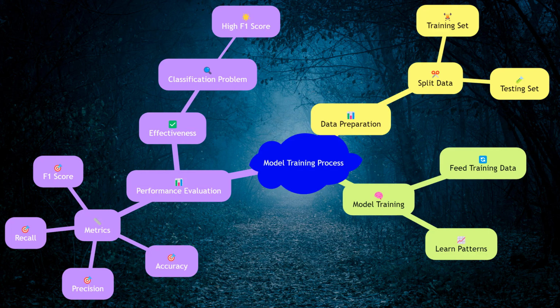Once the model is selected, it needs to be trained using the prepared data. This involves splitting the data into training and testing sets, and then feeding the training data into the model. The model learns patterns and relationships within the data. After training, the model's performance is evaluated using the testing set. Metrics such as accuracy, precision, recall, and F1 score are used to assess the model's effectiveness. For instance, in a classification problem, a high F1 score indicates a good balance between precision and recall.